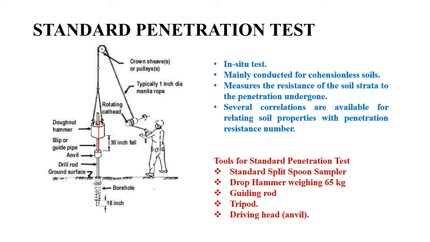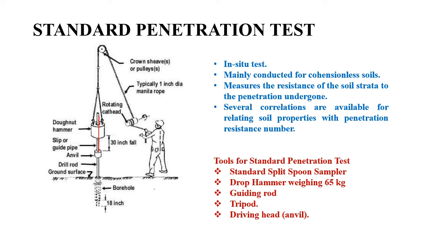When you are applying the blows to the soil by means of this hammer, it moves along the guide pipe. This guide pipe is attached to an anvil, which is also a small device attached to the guide pipe. Your hammer is made to move along this guide pipe when the blows are being applied by means of this rope pulley system. To this anvil, by means of a coupling, we can connect the drill rod. The length of the drill rod can be increased depending upon the depth up to which you have to conduct the test.